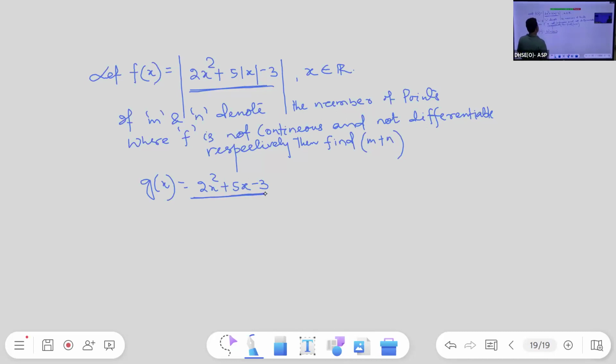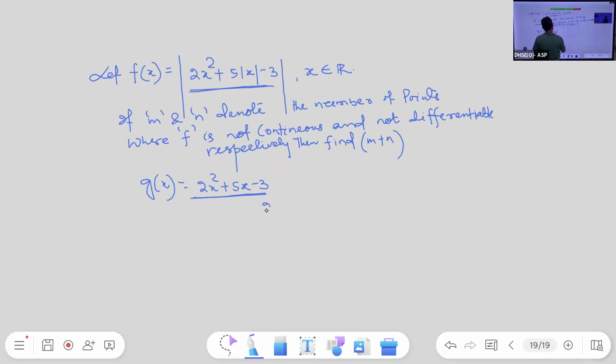This function f of x can be obtained from g of x by using two transformations. The first transformation is to take the mod of this. So 2x square plus 5x minus 3 is basically an upward directed parabola, right? What is the vertex point? Vertex point is minus 5 by 2, comma 4ac minus b square by 4a, that is minus 49 by 8. So draw the graph of the function 2x square plus 5x minus 3.